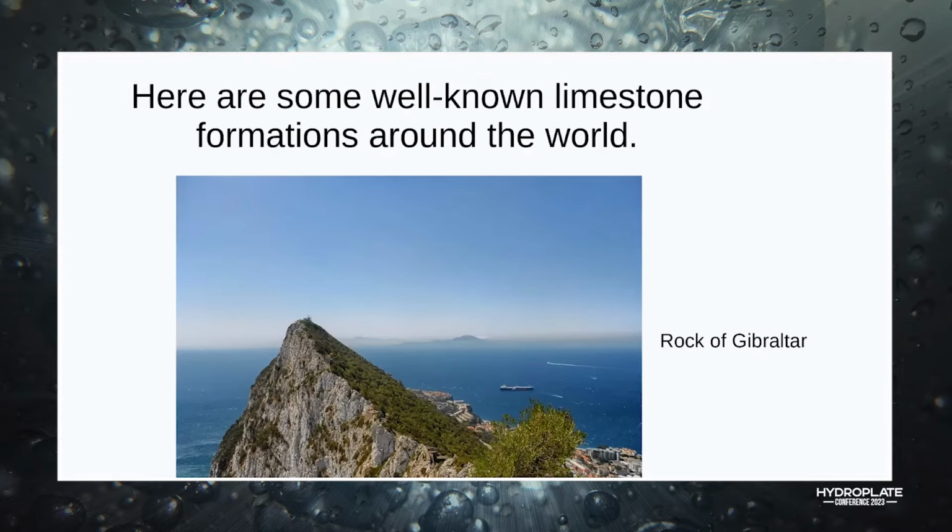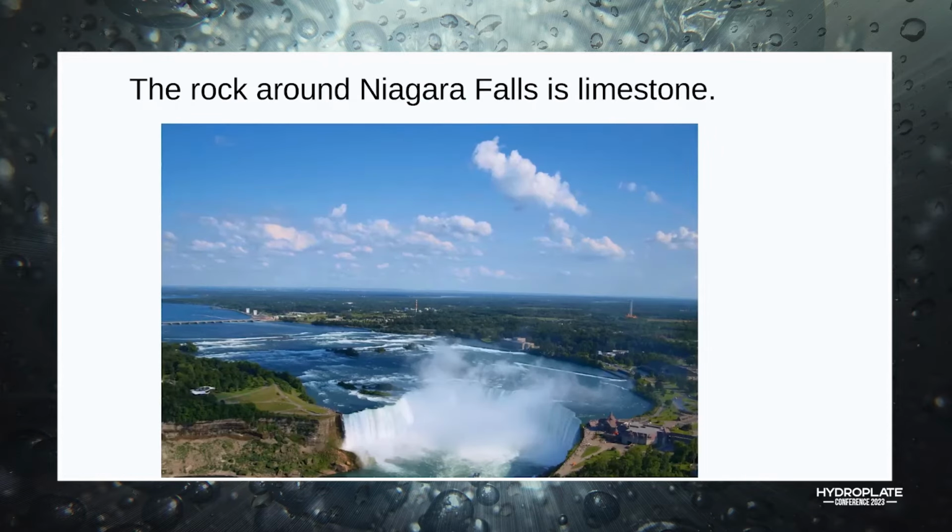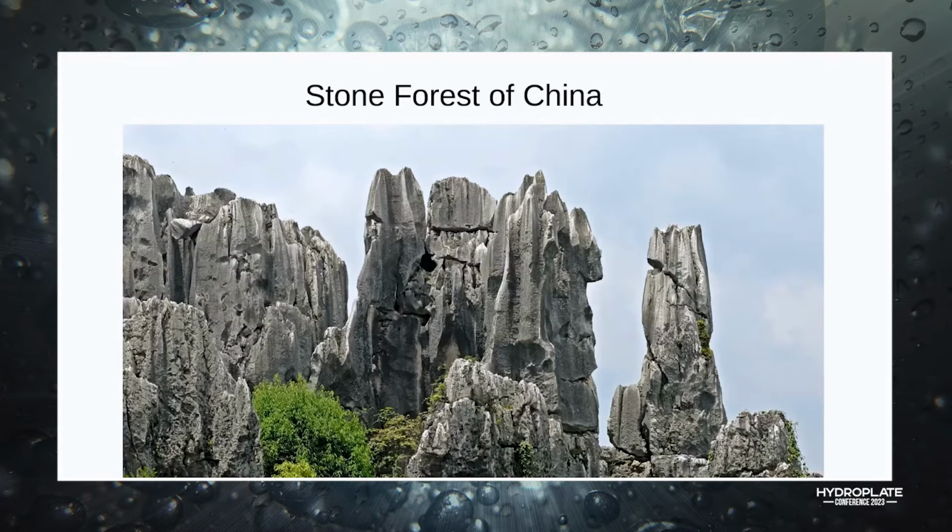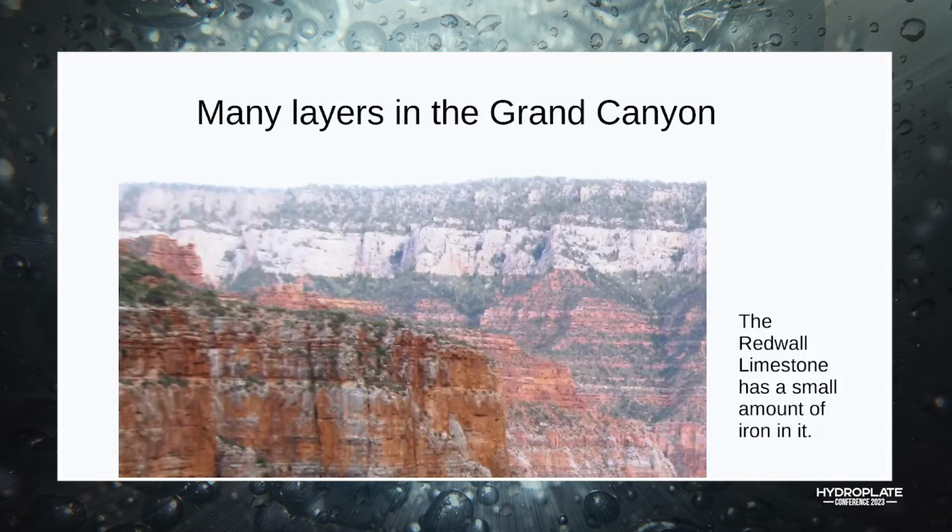So I thought it'd be fun to take a look at some well-known limestone formations around the world, like the Rock of Gibraltar. The rock around Niagara Falls is limestone. It's sitting on a bed of shale, but the top part is all limestone. And I think it stretches down into southern Ohio. It's quite a large, flat area of limestone. The Stone Forest of China. Many layers in the Grand Canyon, like the Redwall limestone shown here.